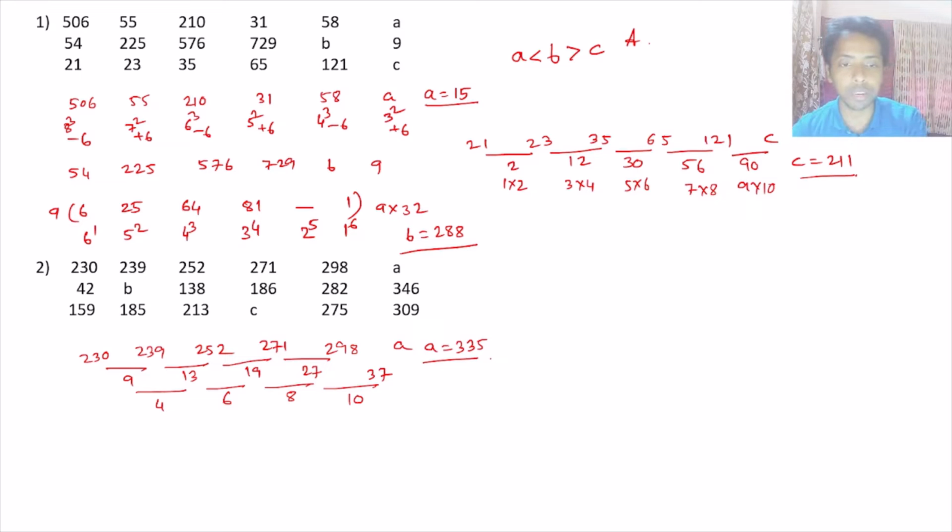Right. The next one, 42, B, 138, 186, 282, 346. We can't take the difference here. Similarly here as well, but here we can take the difference, right? So this is 48, this is 82, that means 90, 60, 98, 96. Yes, this is 96.